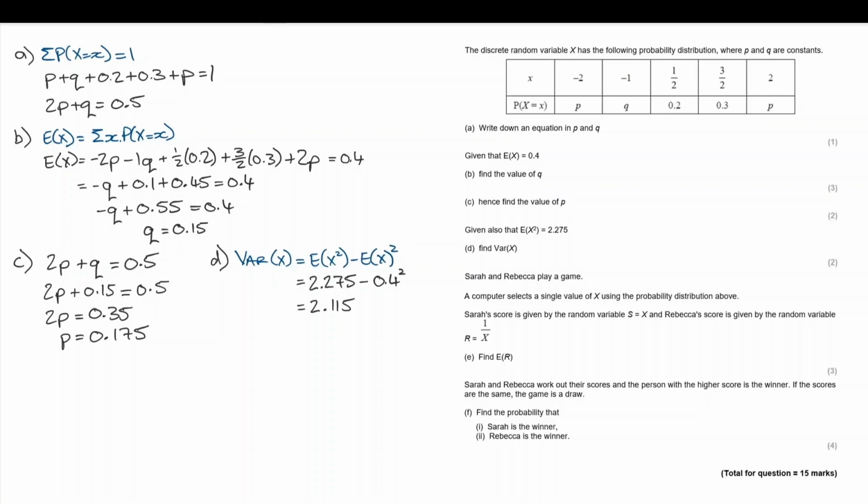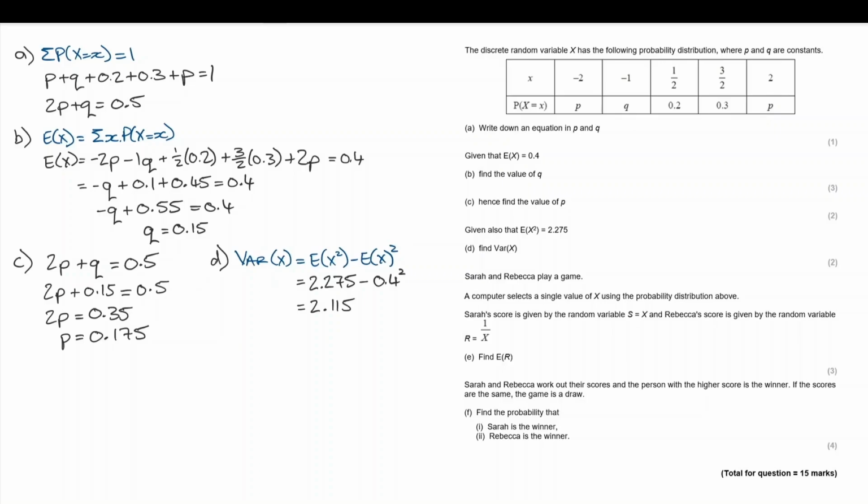Moving on in the question, we're told that Sarah and Rebecca are to play a game. A computer selects a single value of x using the probability distribution above. So x is the number that the computer selects. Sarah's score is going to be given by the random variable s, which is going to match the number that the computer selects. And Rebecca's score is going to be given by the random variable r, which is 1 divided by the number that the computer selects: 1 over x, or the reciprocal of Sarah's score.